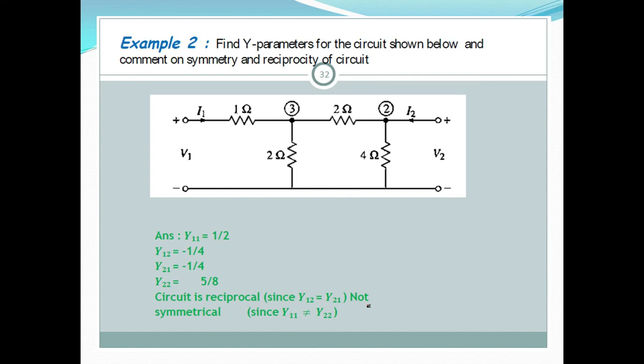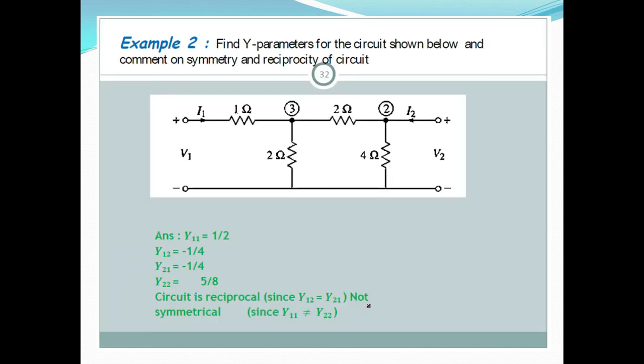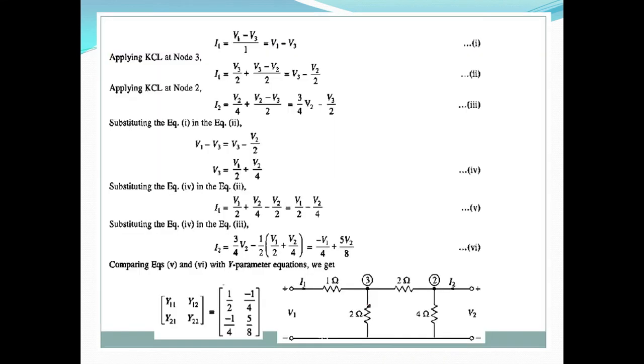So in case of the y parameters, y12 equal to y21 is the test for whether the circuit is reciprocal, and y11 equal to y22 for whether it is symmetrical. We have to test that here. So apply the KCL at node 3.